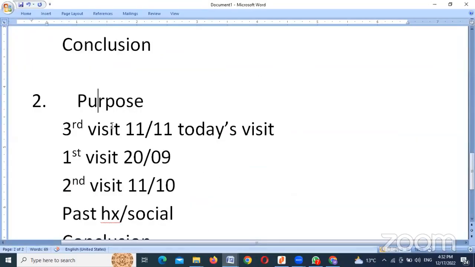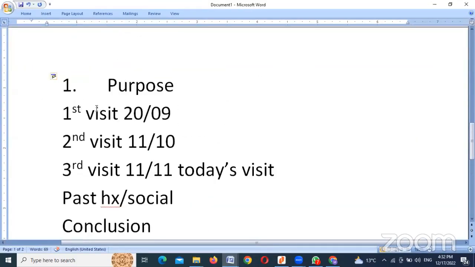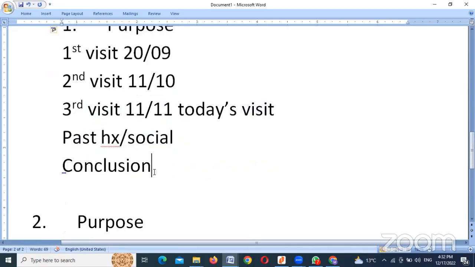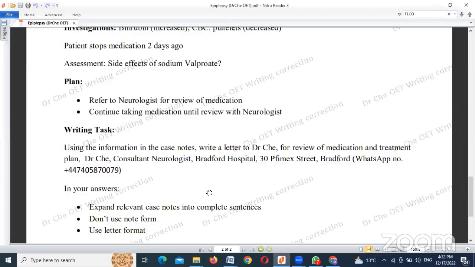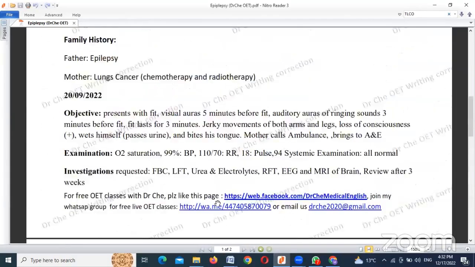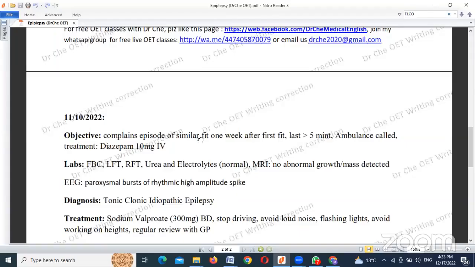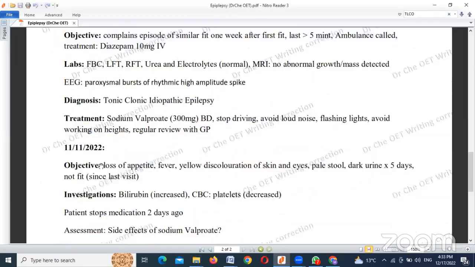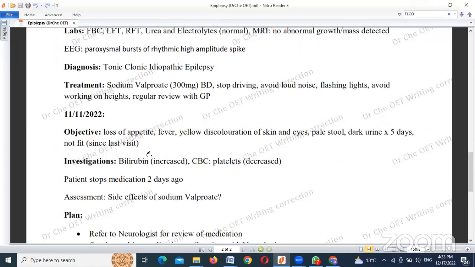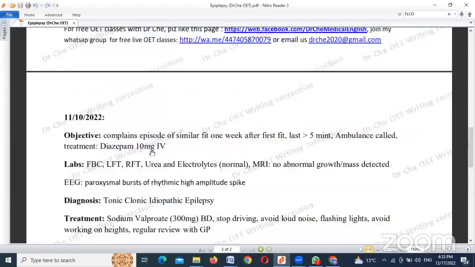We will write the purpose, then the first visit, the second visit, the third visit, past history, and conclusion. As you can see from the notes, on the first visit the patient is presenting with fits. That visit is relevant. On the second visit, the patient came for the review of the test results, so that visit is relevant. The third visit is also relevant. So all the visits are relevant.